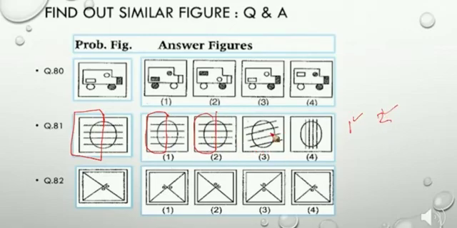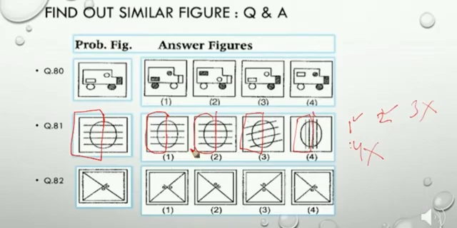In option 3, let's check for this portion. This is a mismatch because these lines are slanted, whereas these are perfectly horizontal straight lines. So option 3 is ruled out. Let's check for option 4. In option 4, this portion is a total mismatch because the horizontal lines are missing. So option 4 is ruled out.